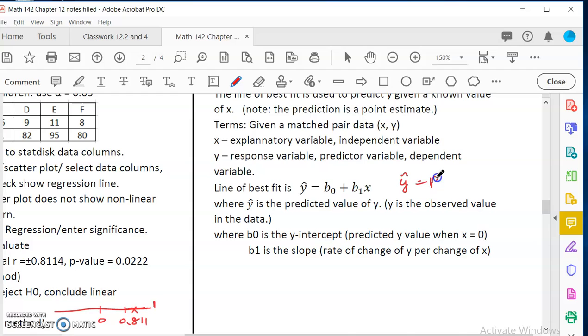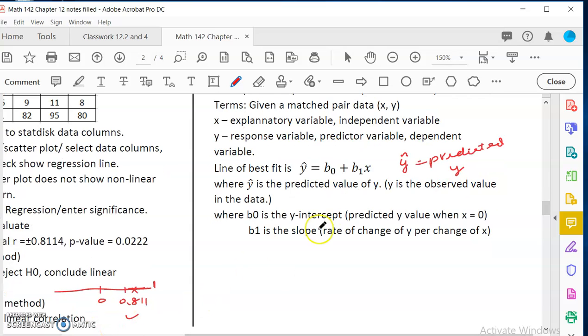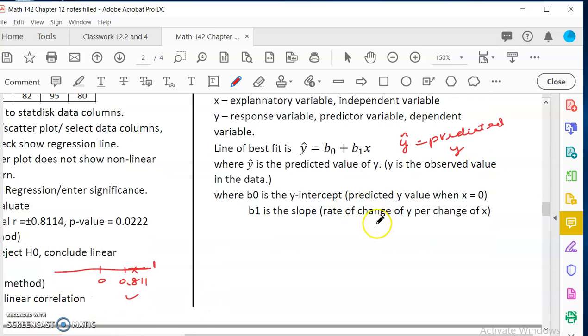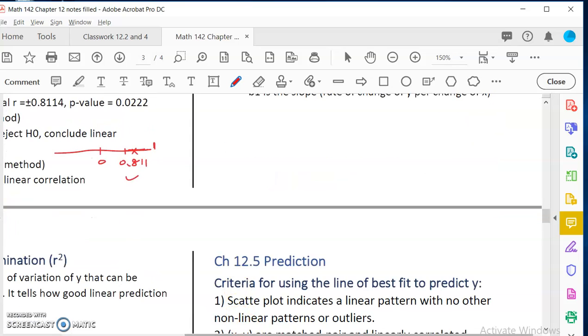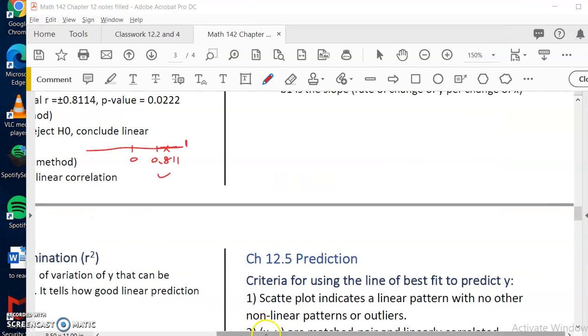So y hat is called the predicted y, to differentiate it from the original observed y. Okay, y is the observed value, y hat is the predicted value. So this is like the terms and also the notation. Now, how do I calculate them? And also, which one is the best?